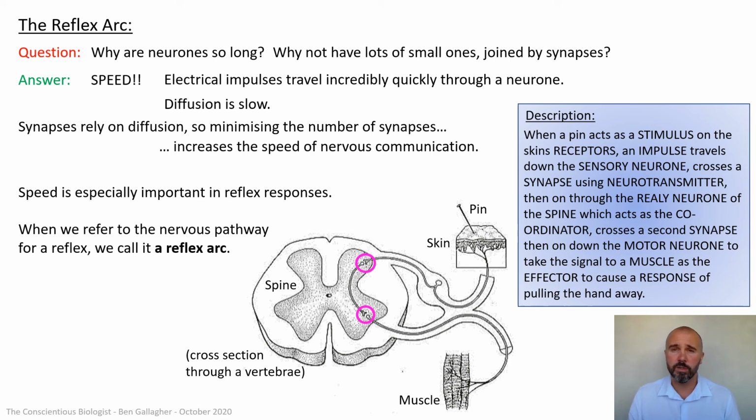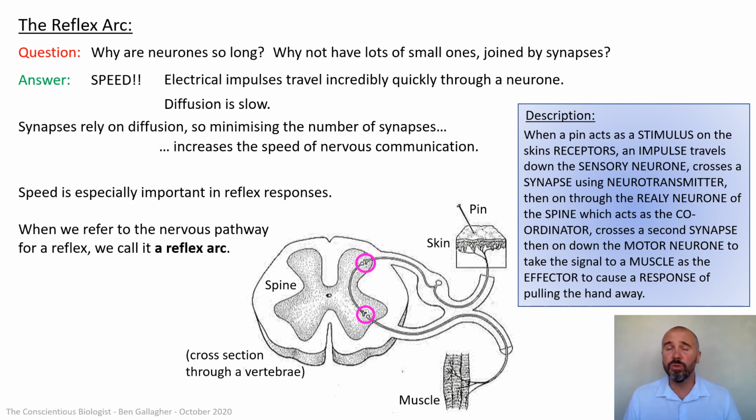So it says, when a pin, which is what's shown at the top there now in the skin, when a pin acts as a stimulus, so you've got your first word in the nervous pathway, stimulus on the skin's receptors, an impulse travels down the sensory neuron, crosses a synapse using neurotransmitter, then on through the relay neuron of the spine, which acts as a coordinator, crosses a second synapse, on down the motor neuron that takes a signal to a muscle as the effector to cause a response to pull the hand away from the pin. Okay, was that 14, I think, keywords in there.